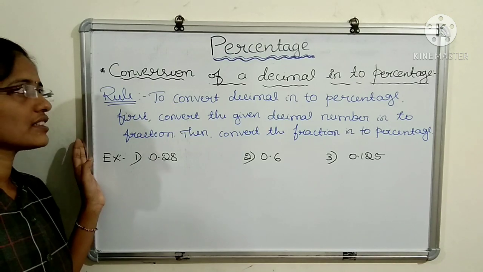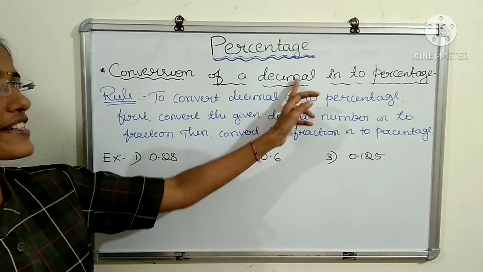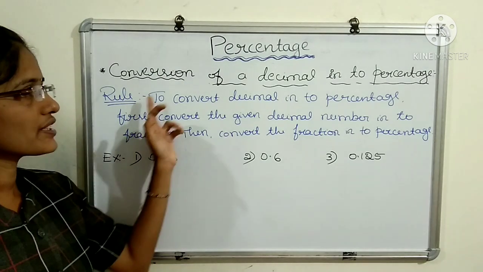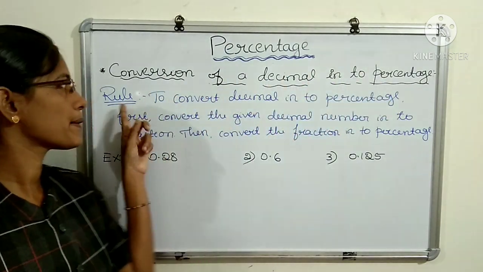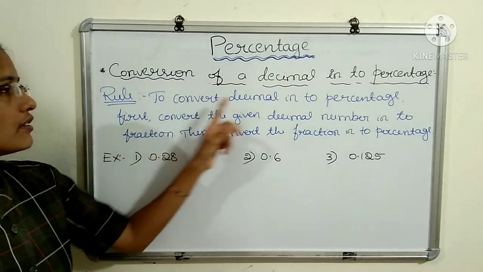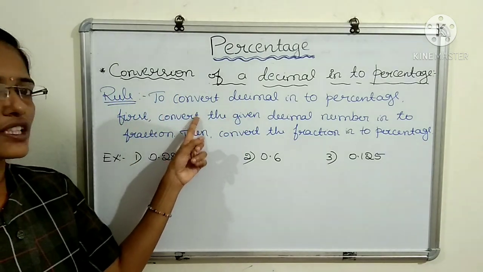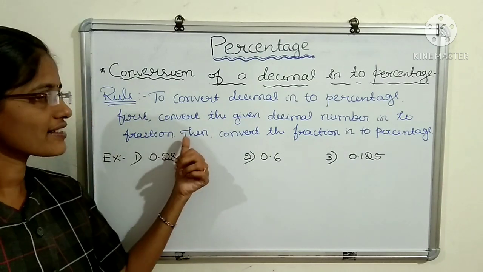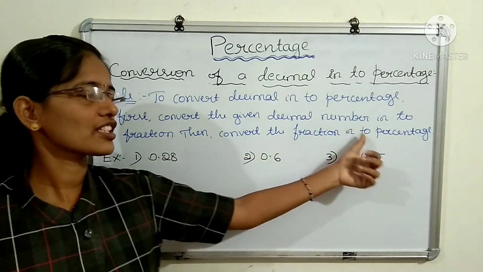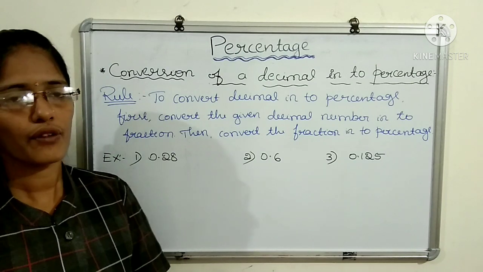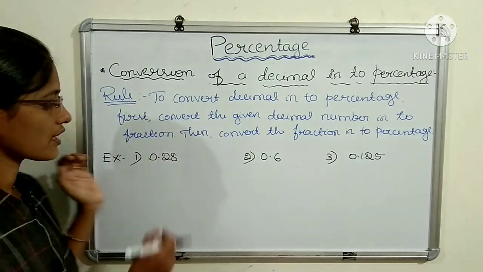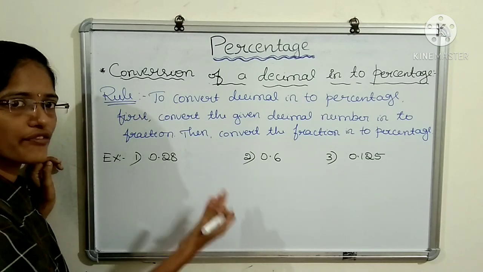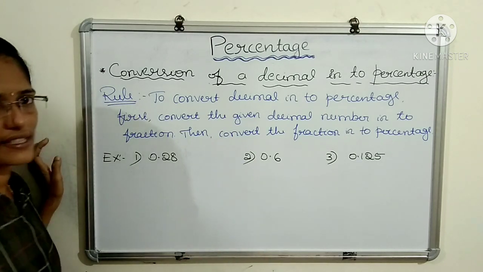Students, now let us learn the conversion of a decimal into percentage. To convert the decimal into percentage, you remember this rule, students. First, we must convert the given decimal number into fraction. Next, we convert the fraction into percentage. What we must do? First, convert the given decimal number into fraction form. Afterwards, the fraction into percentage form.